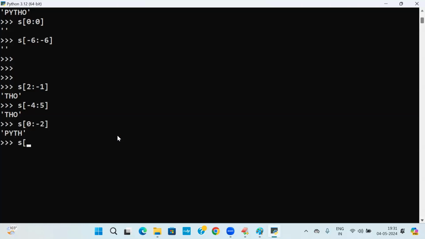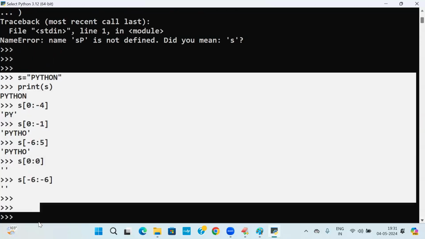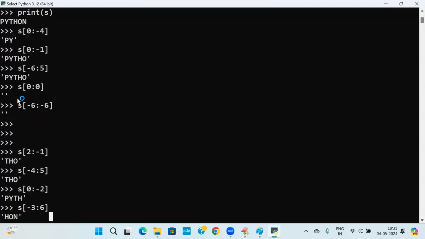Super. S of -3 colon -3 colon -3 colon 6. Answer. Yes, good. Good. Are you following? Clear? Okay. This model is easy or difficult? Easy. This model is easy.